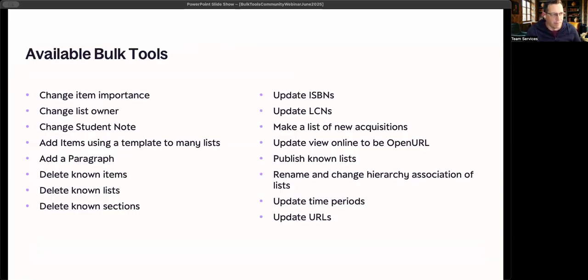So the bulk tools that are available are changing item importances. You might want this if you're reviewing how you're flagging the importance of items to the academics. You might be doing this as part of switching to enable mandatory importances and deciding which of those is going to be mandatory. You might be retiring some of your old importances.